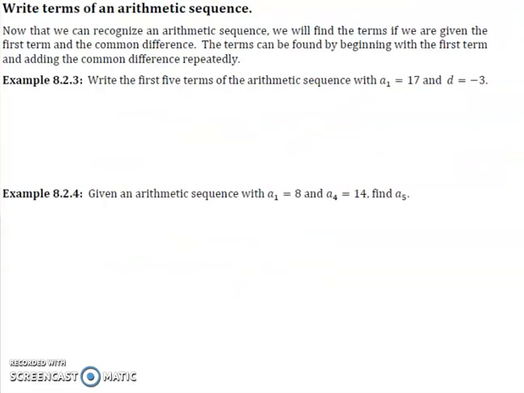Writing terms of arithmetic sequences. In example 8.2.3, we're going to write the first 5 terms of the arithmetic sequence given the information below. And then in example 8.2.4, we're going to have a question that starts off very similarly to our truck example. So go ahead and pause and try out these couple on your own.